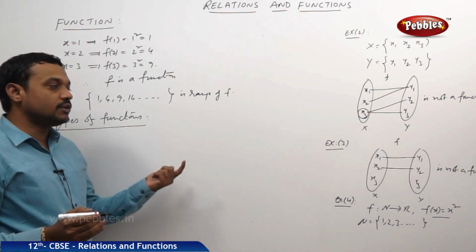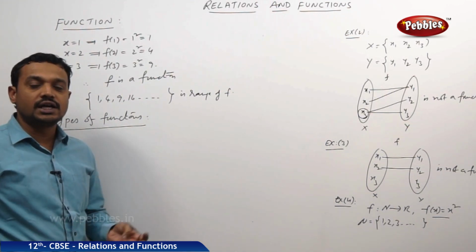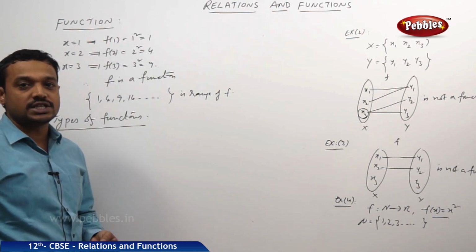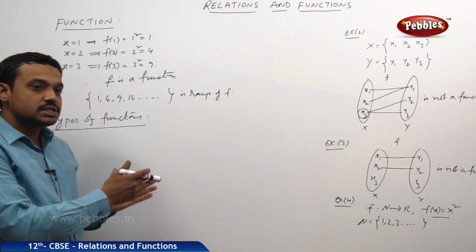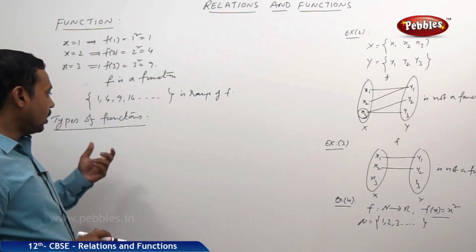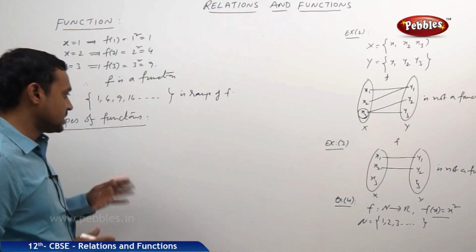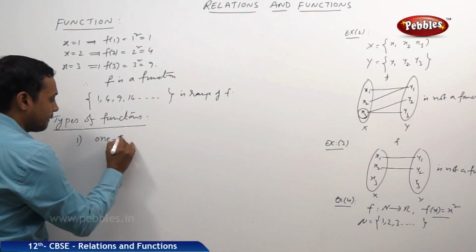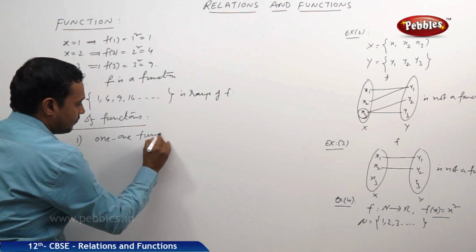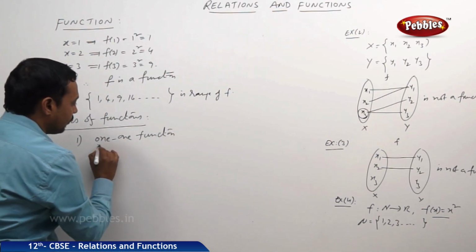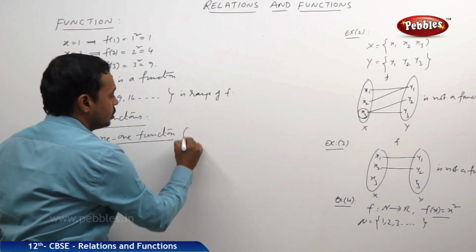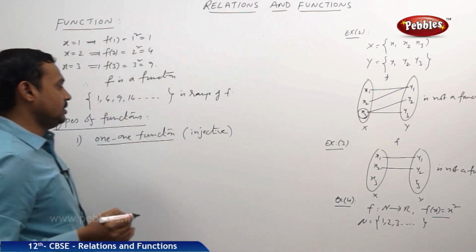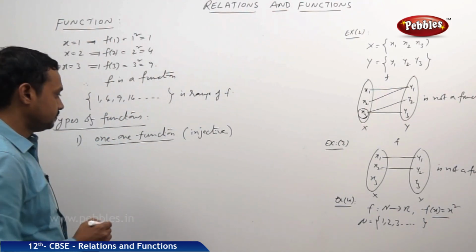Now there are different types of functions. Earlier you studied identity function, constant function, step function, of course greatest integer function, and signum function, etc. Now let us define some more types of functions. Among them, the first one is one function, and it is also known as injective function. What is the one function?